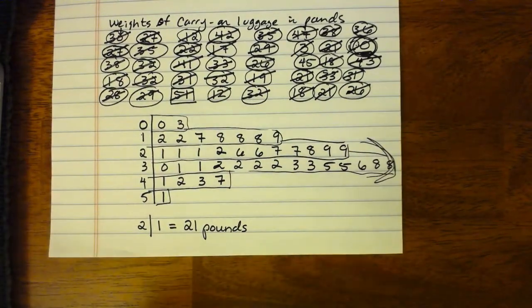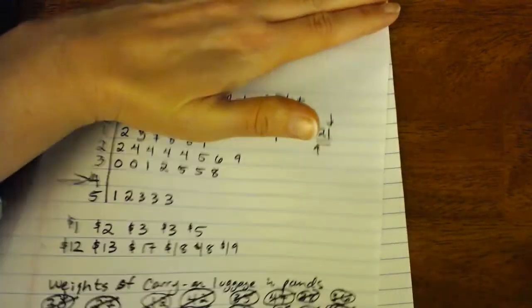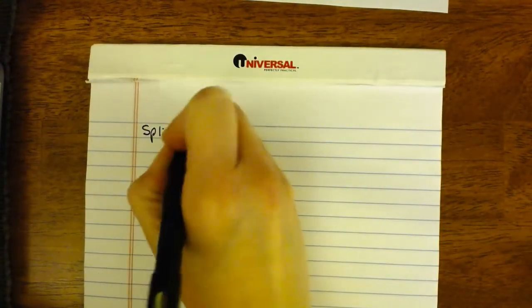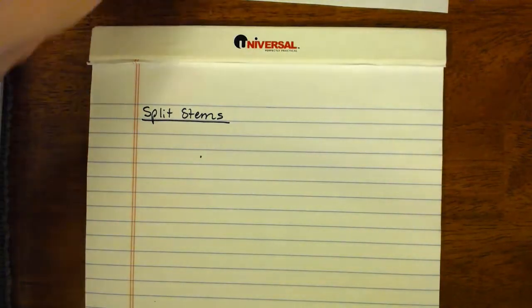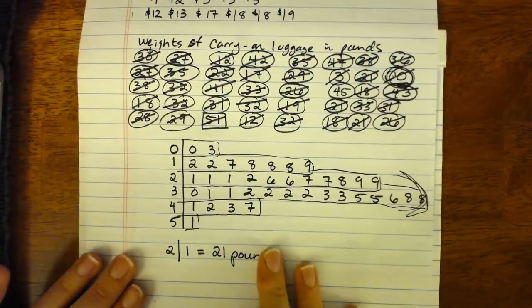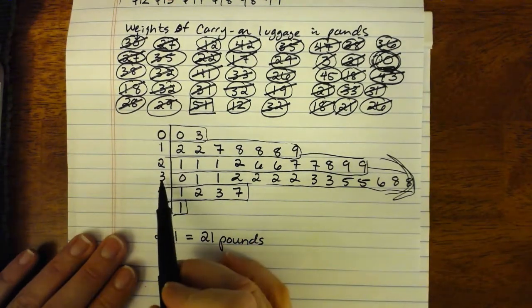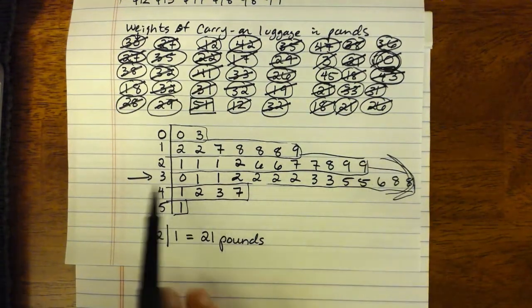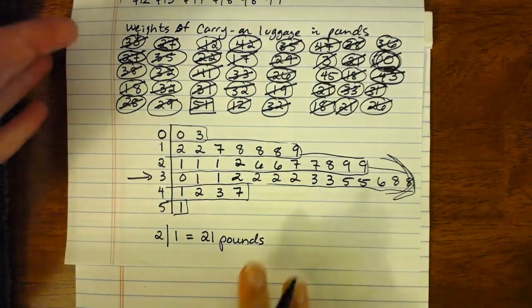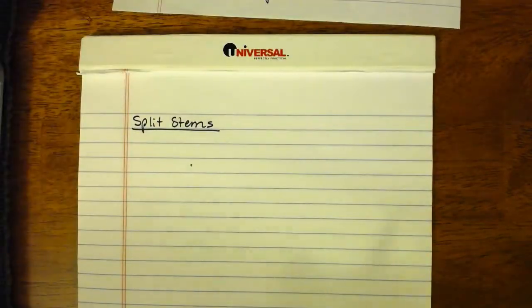Your book does go over a couple of other interesting types of stem and leaf plots. One is a split stem and leaf. And basically in a split stem and leaf plot, if we go back to this data that we had here, we noticed that because there were so many pieces of luggage in the 30 to 40 pound range, we ended up with a really long line here. One of the things that you can do to avoid that is to create a split stem and leaf plot.